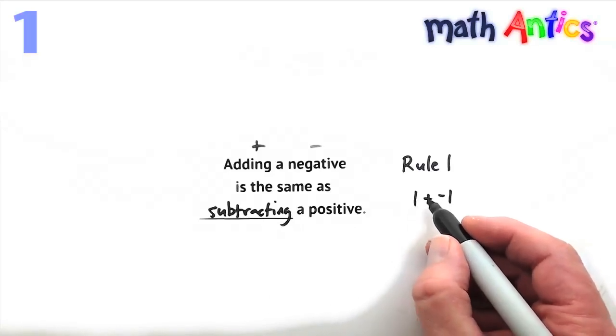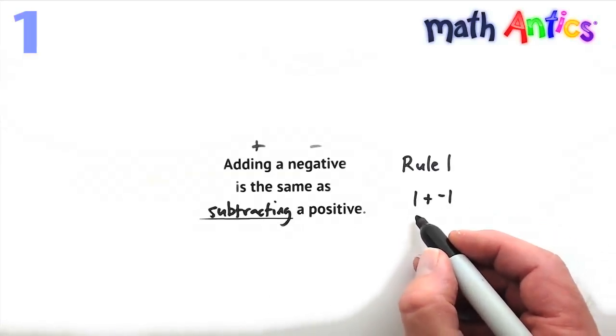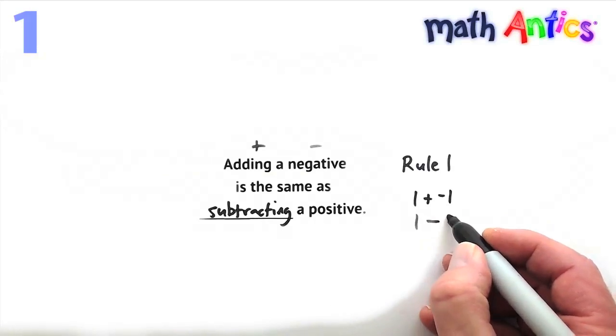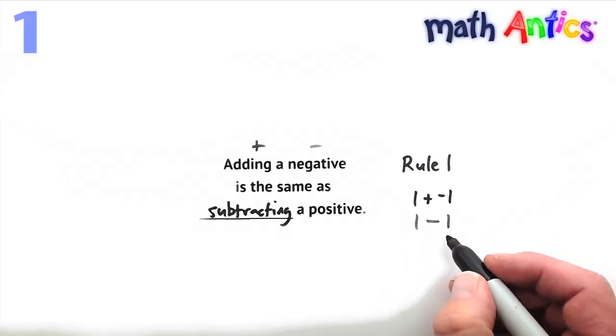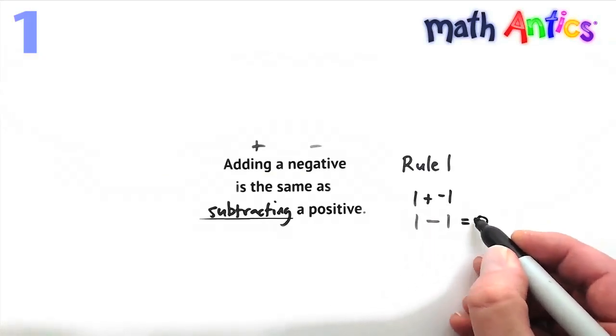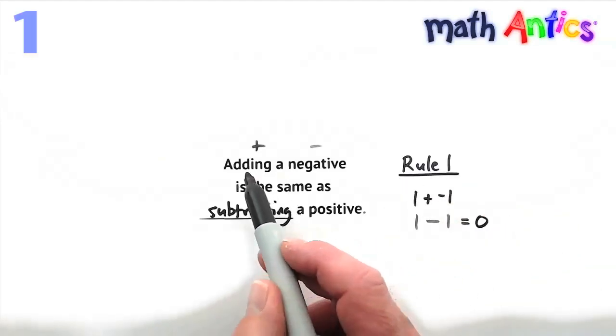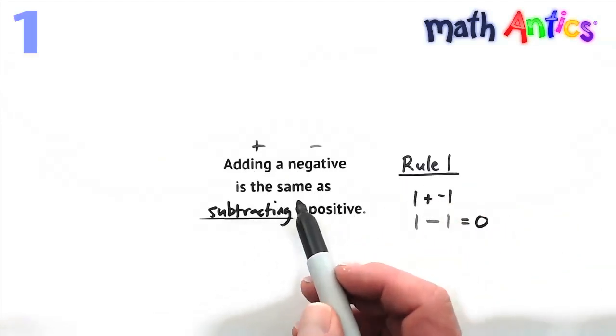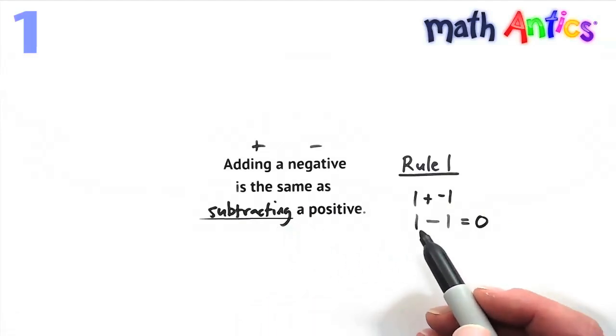So instead of 1 plus -1, you can just say 1 minus 1. And that's easy to work out. You know the answer to that's going to be 0. So rule number 1 shows us that adding a negative is the same as subtracting a positive.